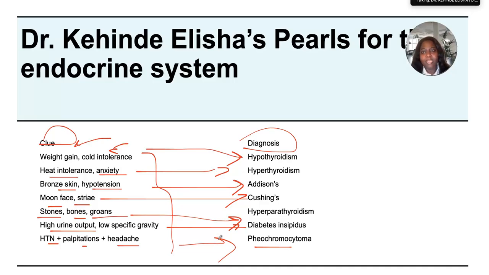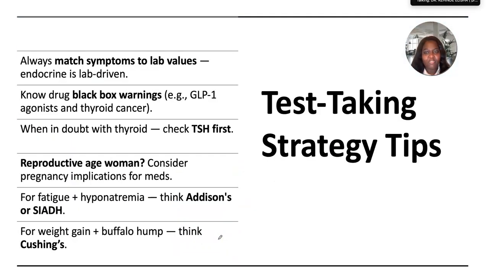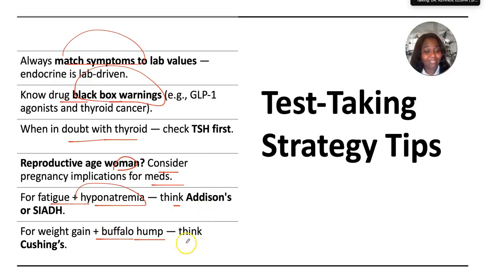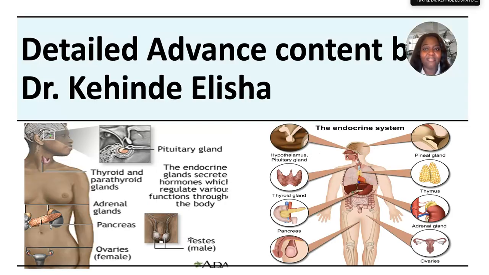All right? Now, let's go ahead and talk about test-taking strategy tips. Always match symptoms with labs. Know the drug; when it comes to black box warnings, know when not to give it. When in doubt with thyroid, you want to check TSH first. For a woman of reproductive age, you want to consider pregnancy complications for meds. For fatigue plus hyponatremia, you better be thinking Addison's or SIADH. For weight gain plus buffalo hump, you better start thinking of Cushing's disease.